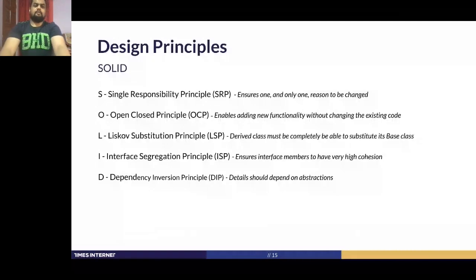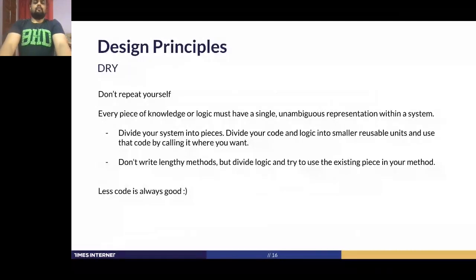There is another principle called DRY. DRY is nothing but don't repeat yourself. Every piece of knowledge or logic must have a single unambiguous representation within the system. We should divide our code and logic into smaller reusable units, and use that code by calling it where we want. So whenever we write a particular piece of code and that piece of code needs to be used somewhere else, the source of truth should remain the same.